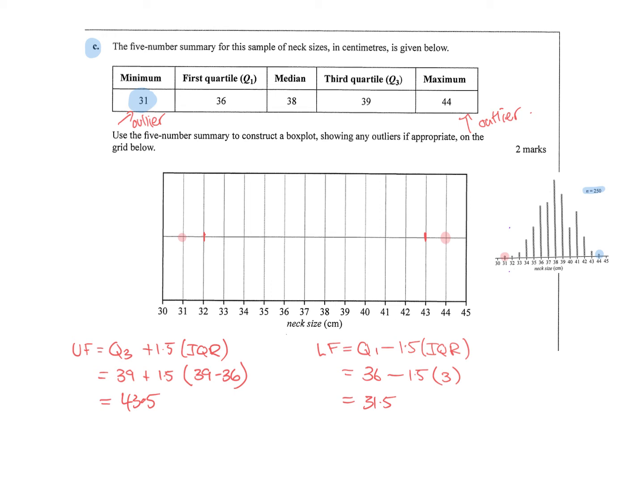Now if I go and put in all the other things, Q1 is 36, so I've got a line there. Median is 38. Q3 is 39. And there we go. So I draw that up like that. Use a ruler, try to be neat, and then we draw the whiskers to go to those, and then you get your 2 dots.